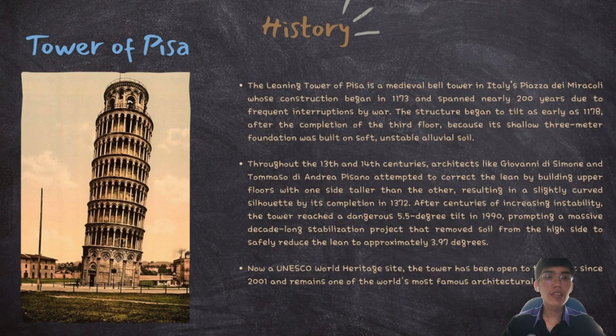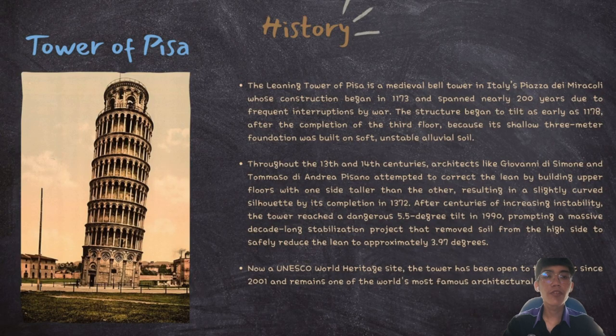The tower started to lean as early as 1178, after the third floor was built. This happened because its foundation was only 3 meters deep and was constructed on soft and unstable alluvial soil. As a result, the ground could not properly support the weight of the tower.